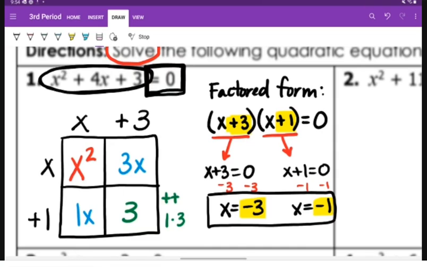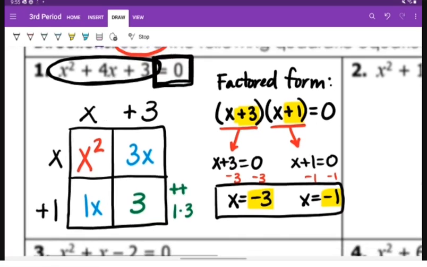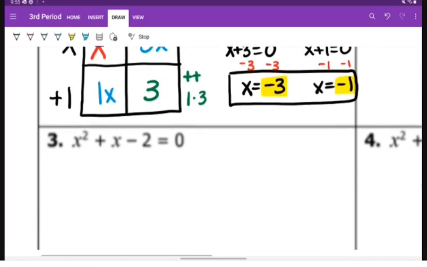All right, are there any questions about this first example? I want to do another one together as a class, but I don't want to do number 2. Let's see, what do I want to do?